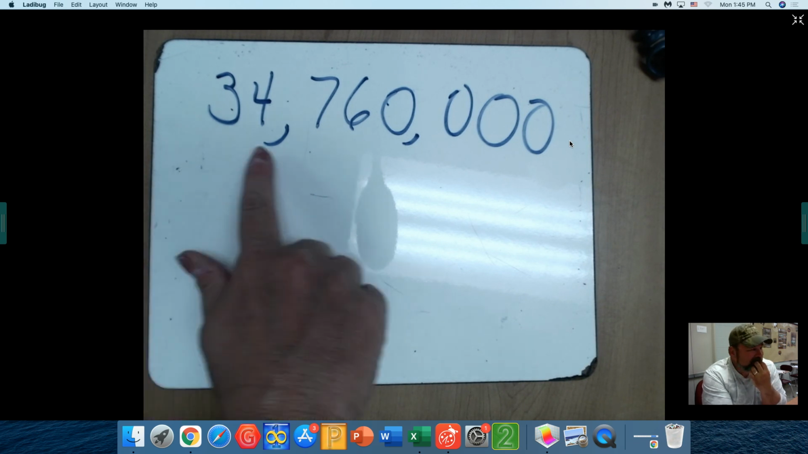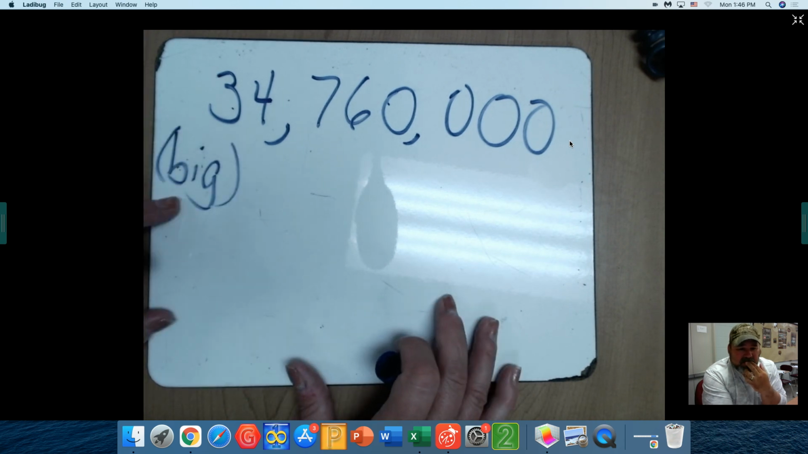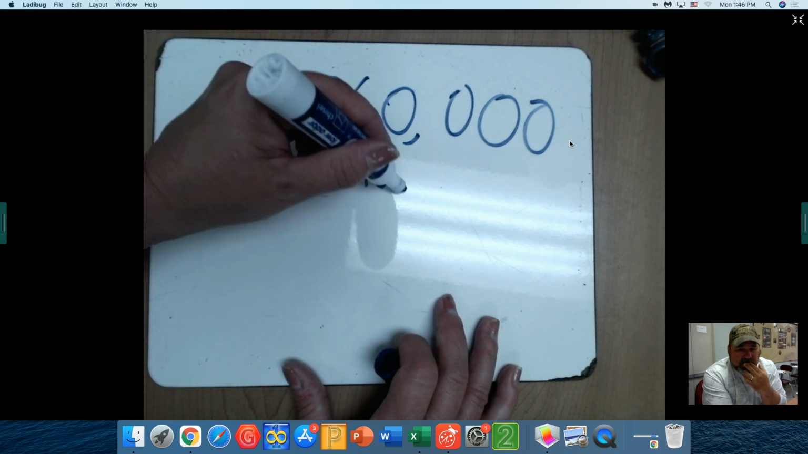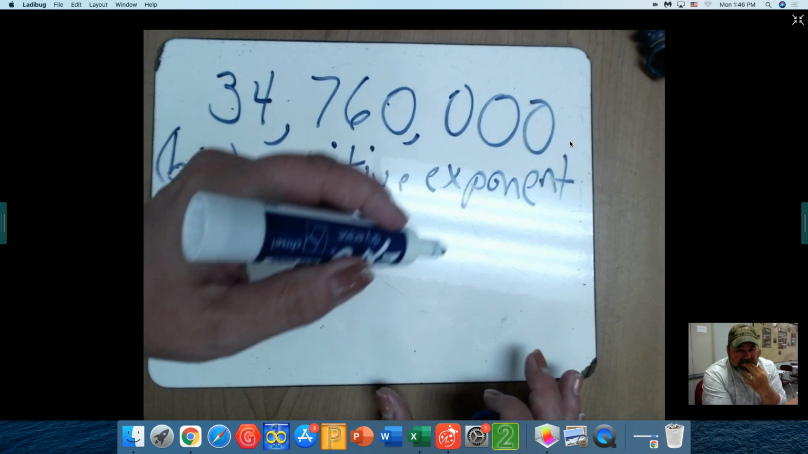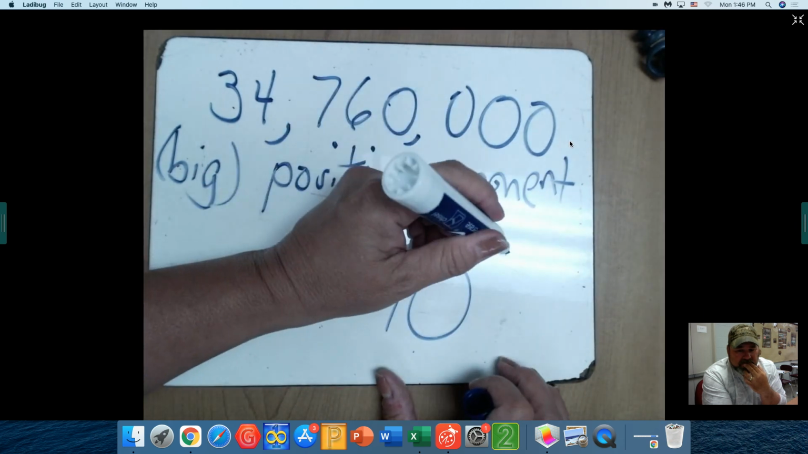So is this number bigger than 1? Then you say yes. So this is called a big number. If it's a big number, then we know it's going to have a positive exponent. Right. And remember where the exponent goes. It goes above or to the right of that 10.